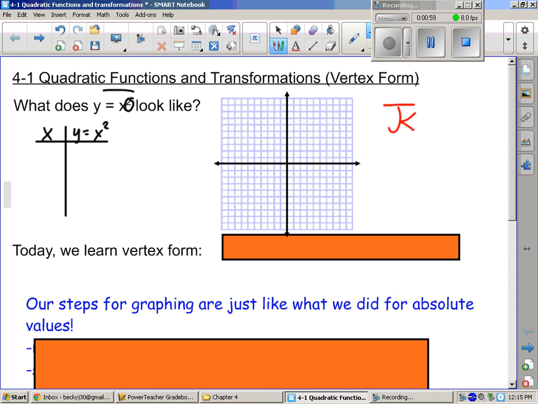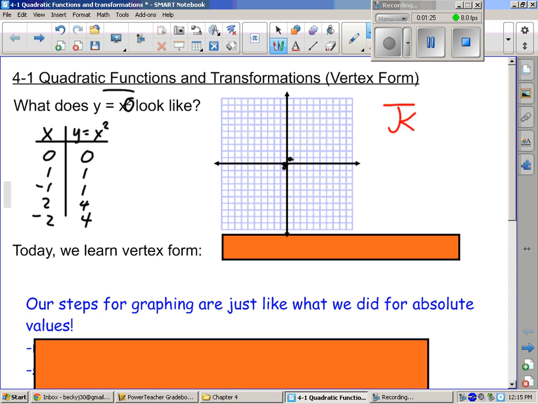So I'm going to choose a bunch of numbers, and then we're going to graph it and see what it looks like. I'm going to choose 0, 1, negative 1, 2, negative 2. Those are always the best ones to choose to get a good variety. So put a 0 in for x, I get a 0. Put a 1 in for x squared, I get 1. Negative 1 squared is still 1. 2 squared is 4. Negative 2 squared is still 4.